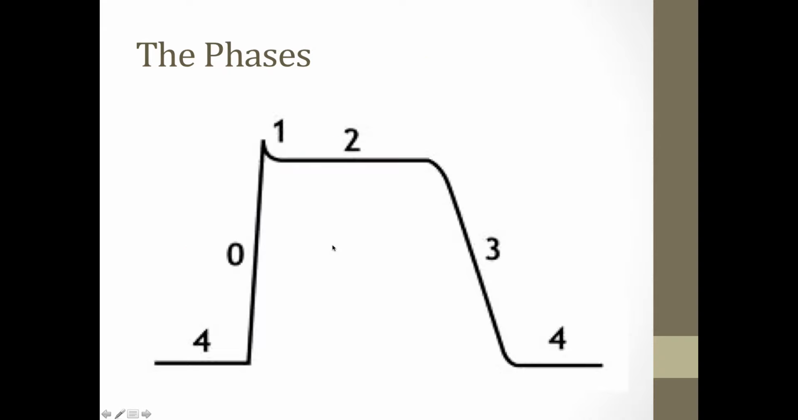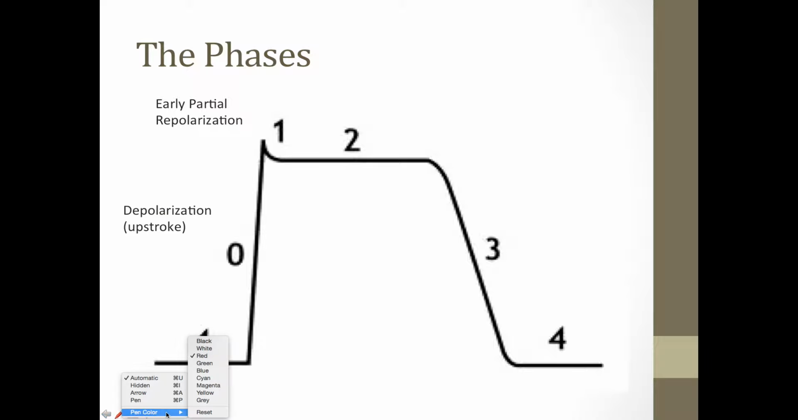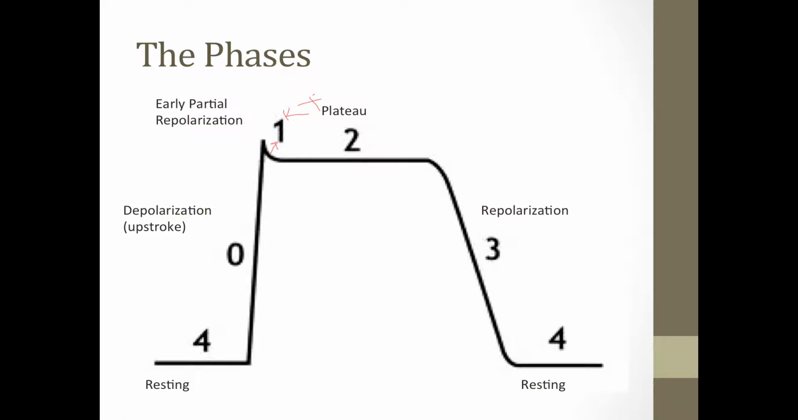So here are our phases. We have rest, we have depolarization, we have the potassium channels opening, we have plateau, we have repolarization, and we have rest. Depolarization is also referred to as the upstroke. Early partial repolarization, what a great name. The cell's like, no thanks, I would like to go to sleep. I'm opening up my potassium channels, so there. And then calcium comes by and is like, no, you will not go rest. We will contract. Stage 3 is repolarization, and stage 4 is back to rest.